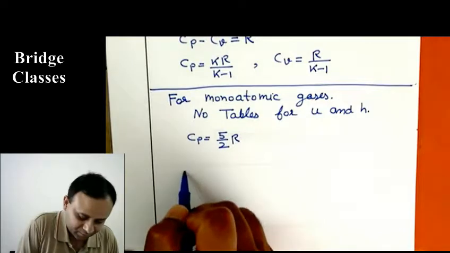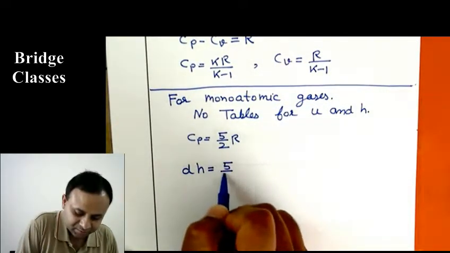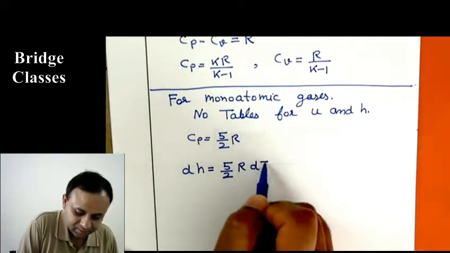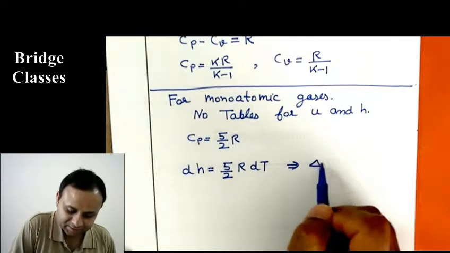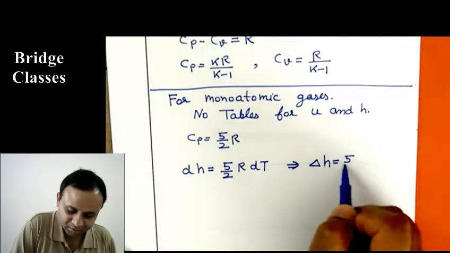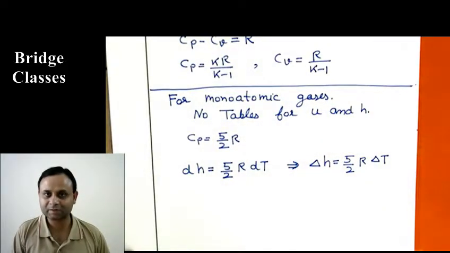So if we have to find change in enthalpy, dh is Cp dT. It is 5/2 R dT. So this is a constant anyway. We don't need any table. So the change in enthalpy will be 5/2 R times the change in temperature. So we don't need any table.